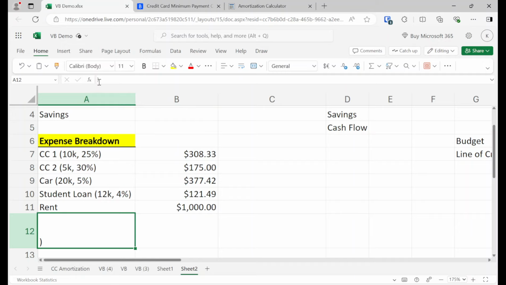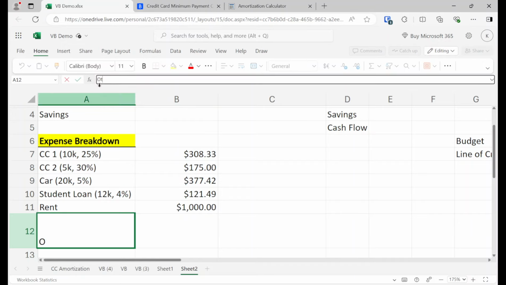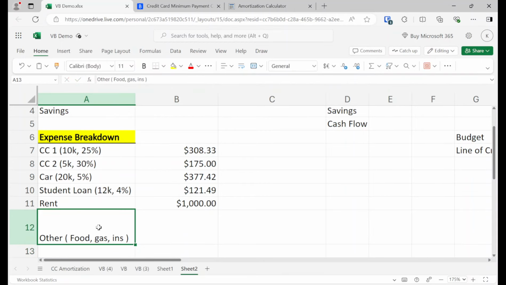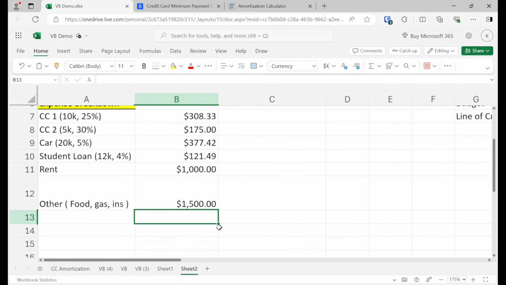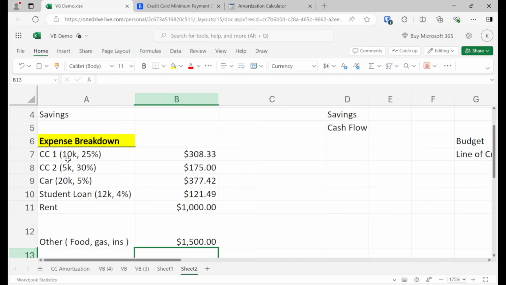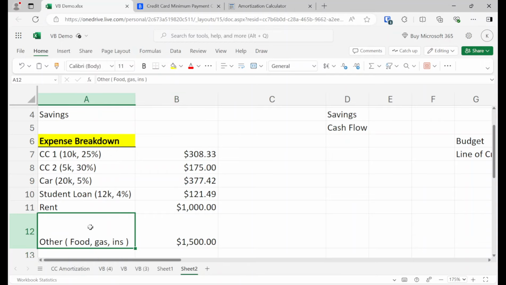Oh, did I screw up? Okay, so let's do other: food, gas, insurance, all that good stuff. So you put all that stuff in there, right? And then, you know, I always like to use a general number, maybe like 1,000 or 2,000. We'll say 1,500 in this case. And so now what we do is once we have all of our debt, because every single debt has to be its own line item, because the whole point is we pay off debt, we get more cash flow, right?